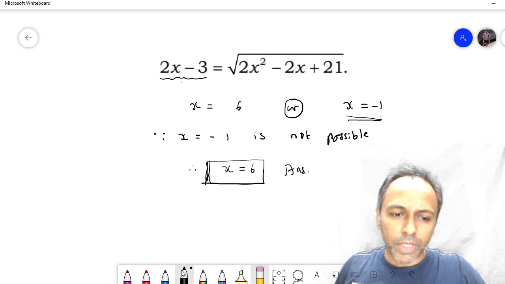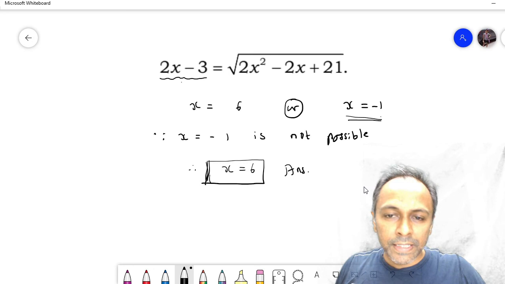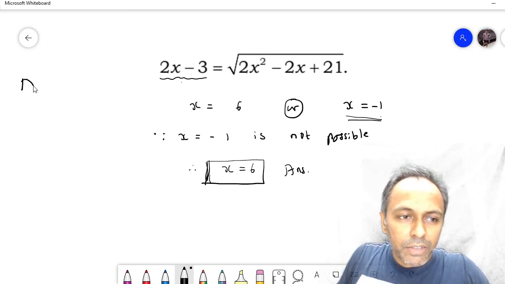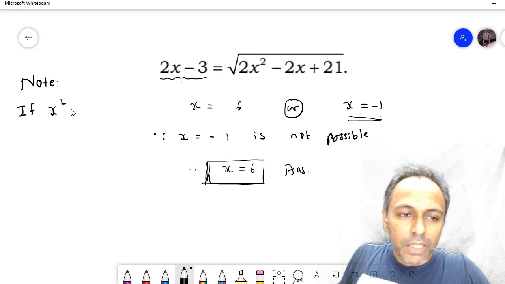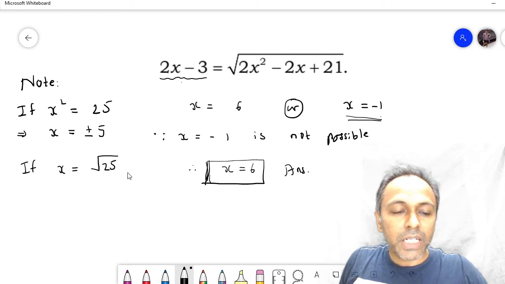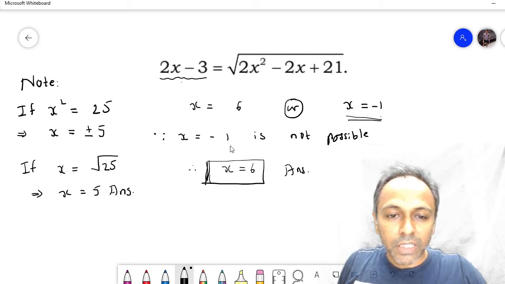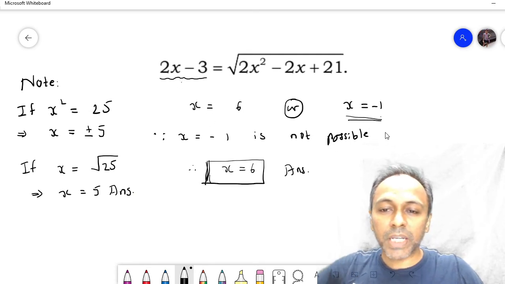Now some students may have a query that whenever we take square root, it has always been taught to take plus or minus, right? So just for your understanding, you can note down, if x square is equal to 25, then it implies that x is equal to plus or minus 5. But if the question is x is equal to root 25, already it starts from here. The question begins from here. Then there will be only one root, that is x equal to 5. That is what is happening here. That's why we rejected minus 1.